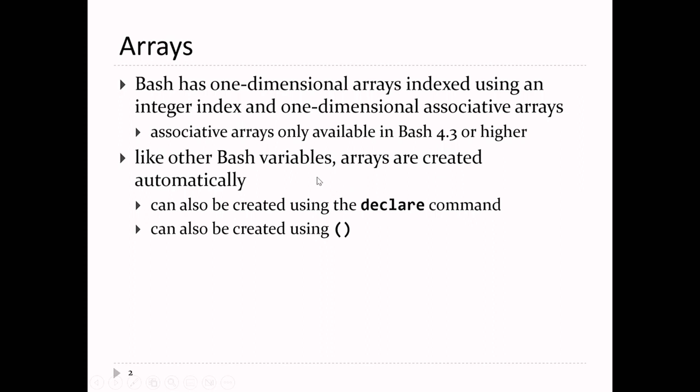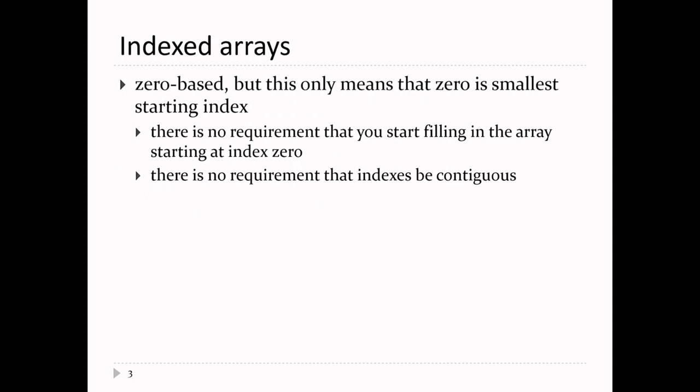Arrays are like any other variable in bash. They're created automatically when you first use them. Right? If you want to, you can use declare to declare them as well. So there's a command called declare that you can use to declare variables. Often, it's easier to use the round brackets to make an array. Right? So a single pair of round brackets actually creates an array. I'll show you how to do that in a minute.